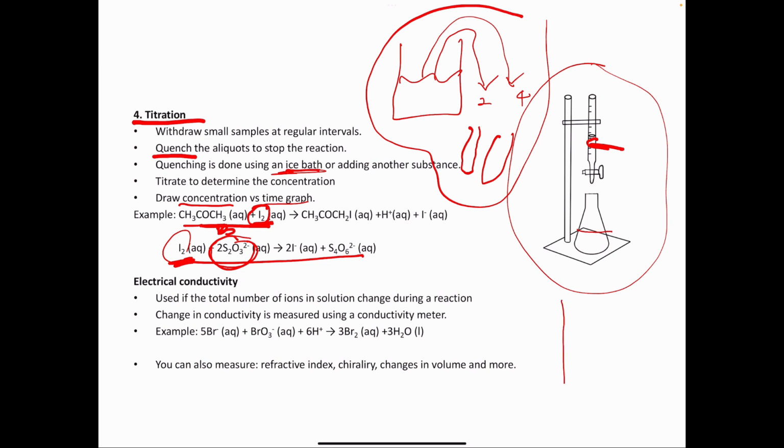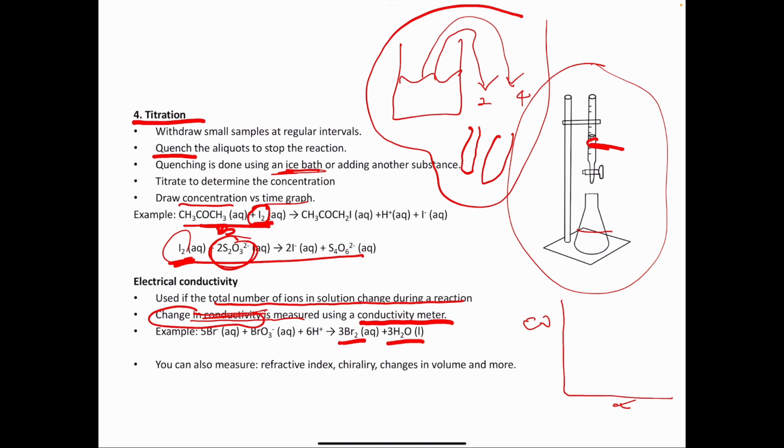So we can draw a concentration versus time curve in order to calculate the rate of a reaction. We could do electrical conductivity. This is very useful if there is a change in the total number of ions in solution during a reaction. The change in conductivity is going to be measured using a conductivity meter. An example is bromide reacting with bromate(V) in acidic conditions to give us bromine and water.